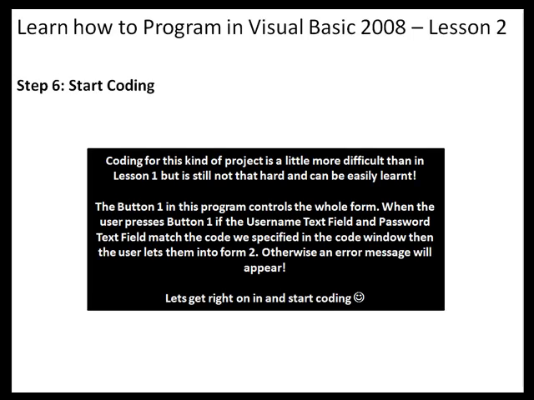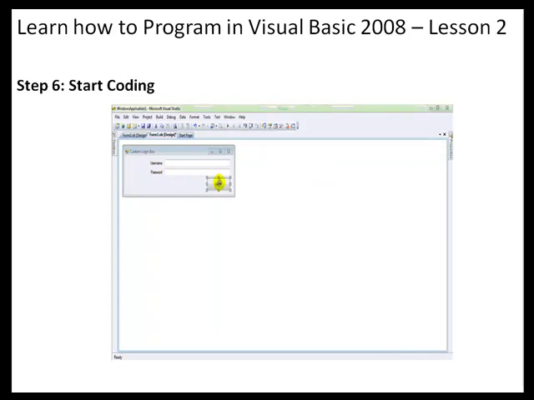Now, coding for this kind of project is a little more difficult than in lesson 1, but it's still not that hard, and if you followed lesson 1, it can be easily learned. Like I said, button 1 is the most powerful thing in this program, which controls the whole entire form. When the user presses button 1, if the username text field and the password text field match the code we specified in the code window, then Form 1 will let the user into Form 2. Otherwise, an error message will appear. So let's start watching the GIF and get coding.